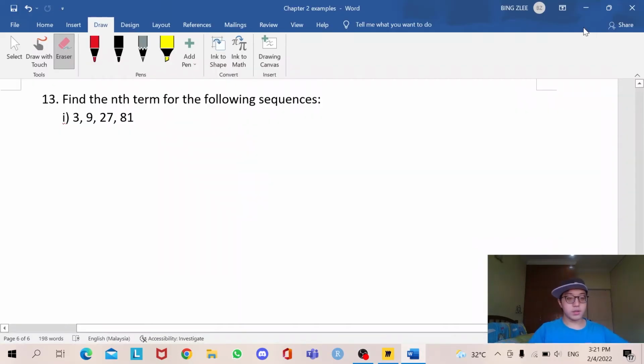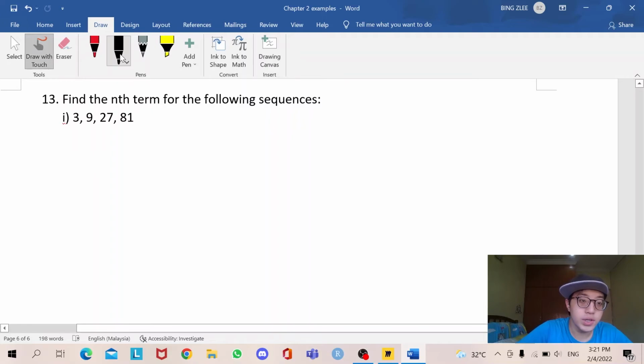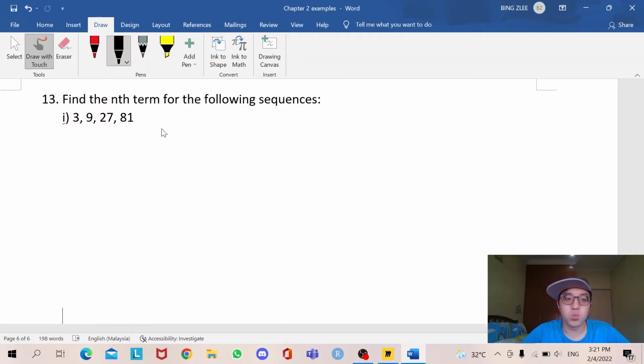In the first example here, find the nth term of the following sequence. The first part here we have 3, 9, 27, and 81. So you will need to recognize what the sequence of the given question is.